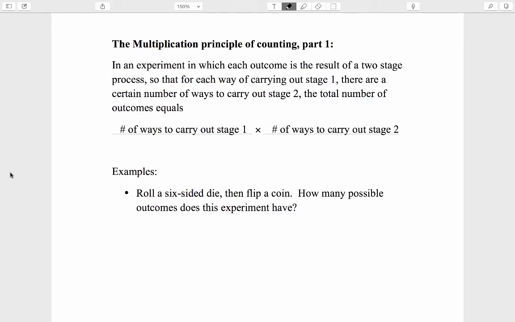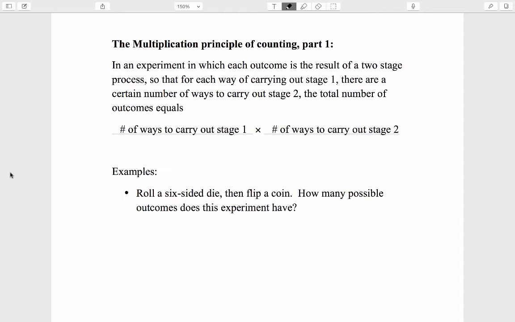We've been discussing writing outcomes of an experiment as words of a certain length with letters drawn from a certain alphabet. If we can figure out how many different words we can write, that will tell us how many different possible outcomes there are for the experiment. That's important because we need to know how many different possible outcomes there are for the experiment in order to compute probabilities. This brings us to the very important multiplication principle of counting.